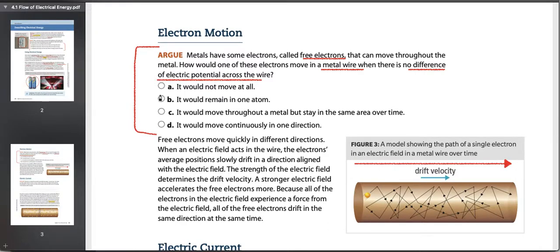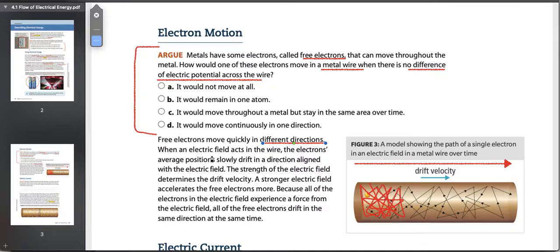Well, the way this book is set up here, it asks us a question, and then it gives us the answer to the question. So let's read that. Free electrons move quickly in different directions. And that's what we see here. Here's a free electron, and it's moving in different directions. I'm not going to try to trace it. What I am trying to do is draw what happens to an electron that is not in an electric field. Free electrons move quickly in different directions.